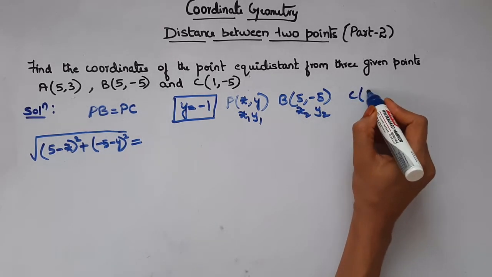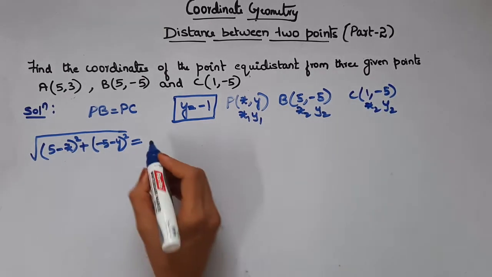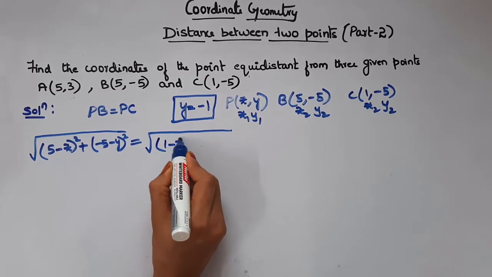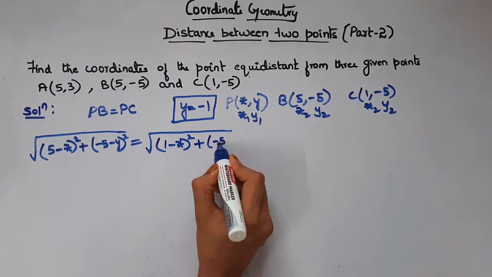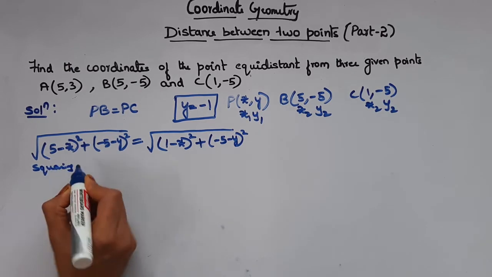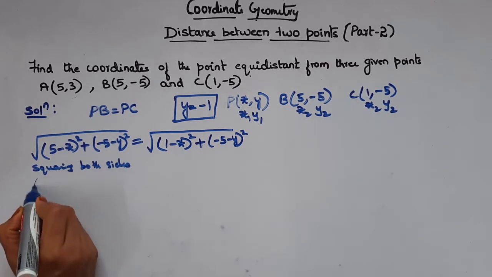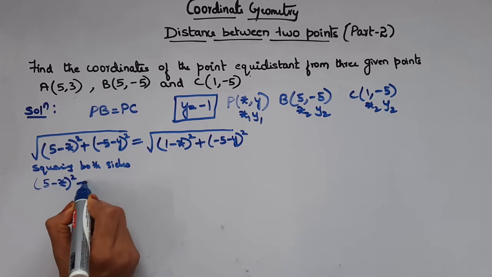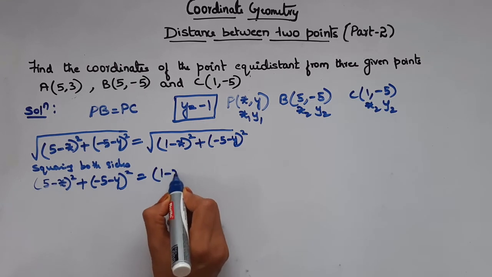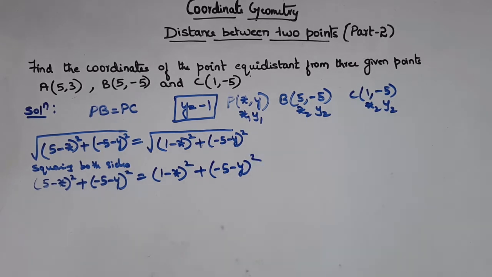Now in this case C is 1 comma minus 5. This is your x2 y2, right? And P is your x1 y1. So let's put the formula for PC. So x2 minus x1, that is 1 minus x the whole square plus minus 5 minus y the whole square, right? Now by squaring both the sides, square root and square will go. So now we are left with 5 minus x the whole square plus minus 5 minus y the whole square, which is equal to 1 minus x the whole square plus minus 5 minus y the whole square, right?